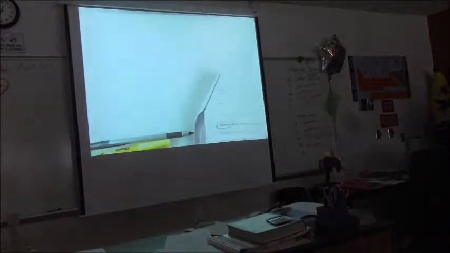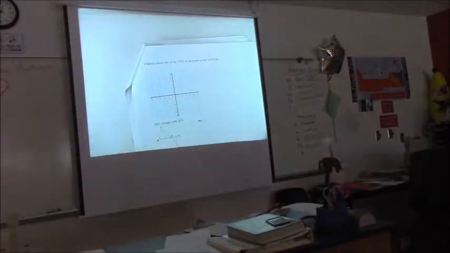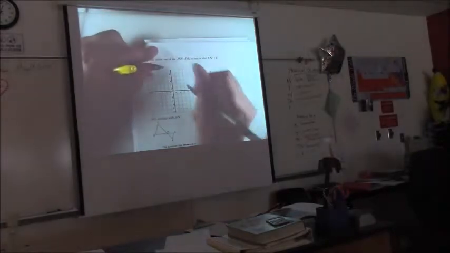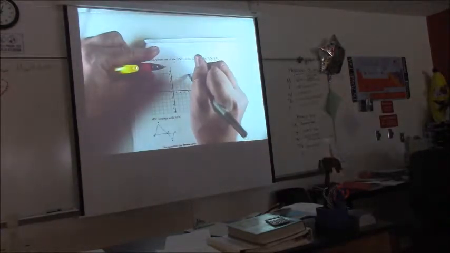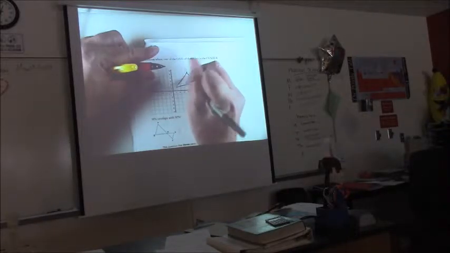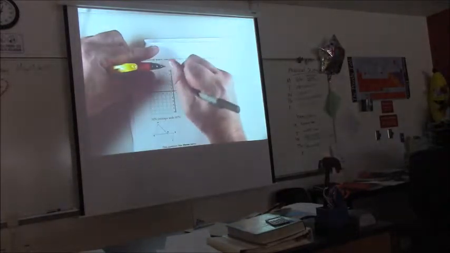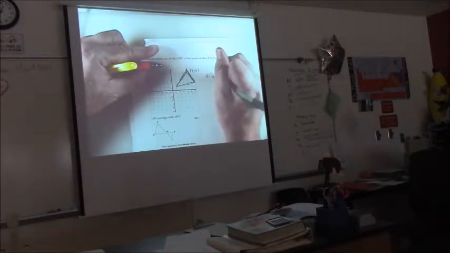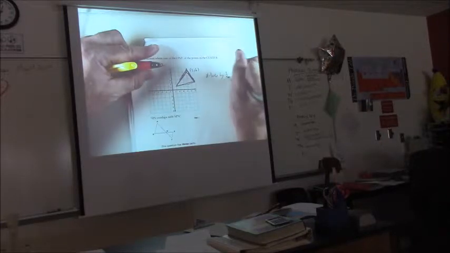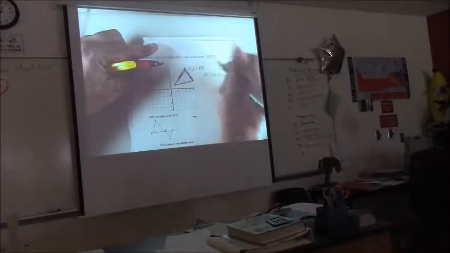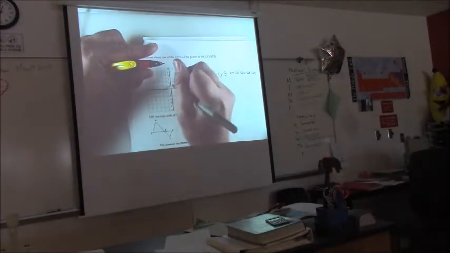All right, let me do one where they overlap. So what happens when you dilate and one of the points of the shape is actually the center? So let's say I took this one. Now we did one of these, so we'll do it pretty quick. I want to make it (4, 6). I'm going to dilate it by a half with the center M. So we'll make him the center.